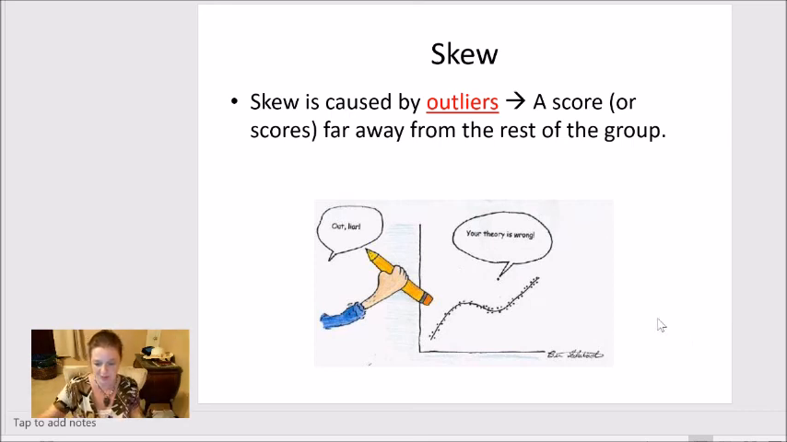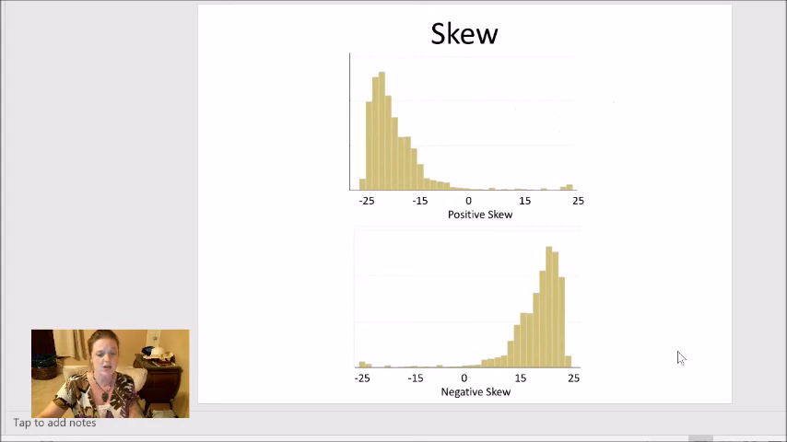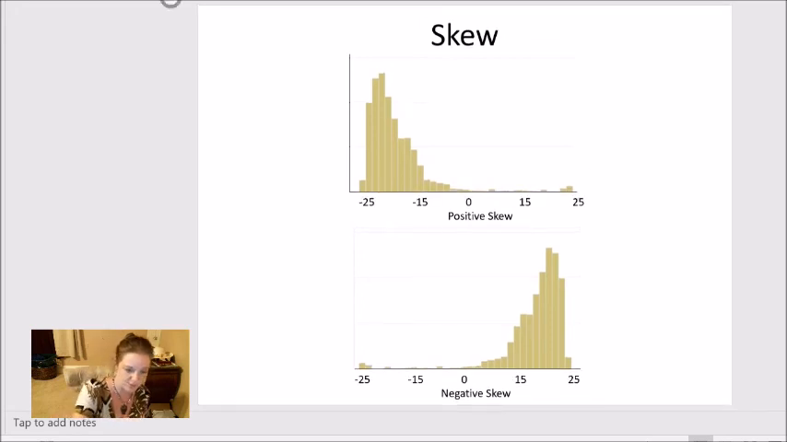So again, let's look at a picture. Here is an example of skew distributions. Here, we have positive skew. And why is it positive skew? Well, because if you look at the number line down here, you'll notice that there's a peak here, a very common score here, right?